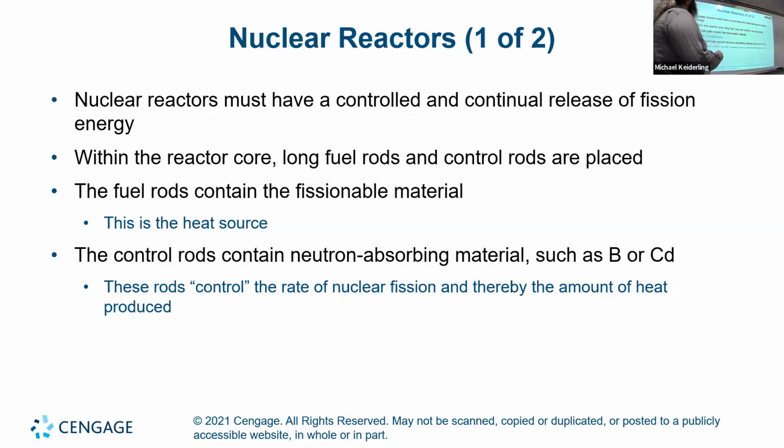So nuclear reactors have to have a controlled and continual release of fission energy. So within the reactor core, you have long fuel rods and control rods. The fuel rods contain the fissionable material. This is the heat source. The control rods contain a neutron absorbing material, such as barium or cadmium. These control the rate of nuclear fission and the amount of heat produced. So if you insert the control rods all the way, they're absorbing the neutrons, preventing more fission from occurring.